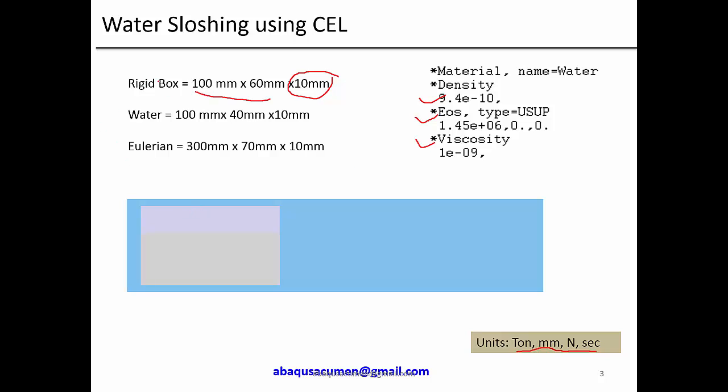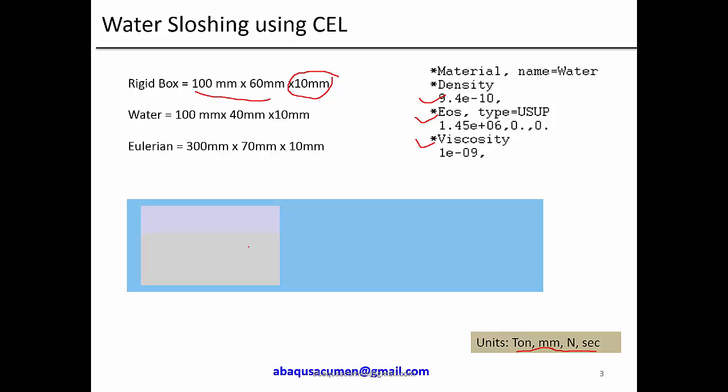Your box can be deformable. It can be a metal box or metal tank or a different shaped tank. It depends on you. It can be deformable, but in our case we want to do it quickly, so we have taken a rigid box. Then the water is partially filled. The total height is 60, but the water fills only 40 mm, and we have a Eulerian mesh of 300 by 70 mm.